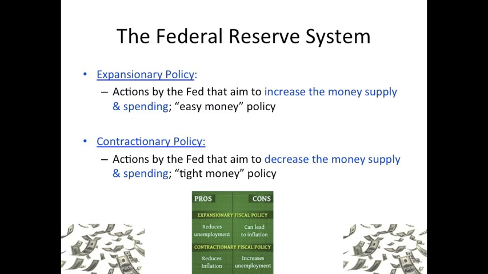Okay, similar to fiscal policy, the Fed can engage in what's called expansionary or contractionary policy. Expansionary policy is any action taken by the Fed that aims to increase the money supply and spending, or to encourage more economic activity, also known as an easy money policy. Contrastingly, they can also engage in contractionary policy, which is an action taken to try to decrease the money supply and spending, and so to decrease economic activity. And this is also known as a tight money policy.